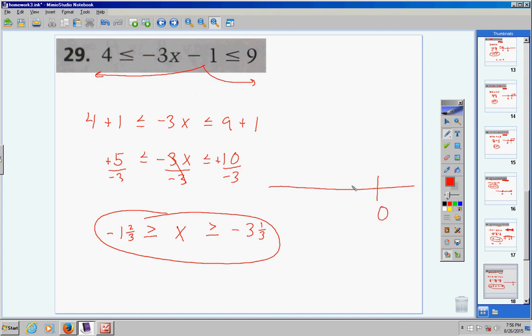Here's 0, negative 1 2/3. And we can spread these out a little bit to have a little room. We'll put negative 3 1/3 right here. Now, both of the inequalities have equal signs, so we're going to close the points. X is less than negative 1 2/3. Always read your inequality starting with the variable, okay? X is less than negative 1 2/3 going this way. X is greater than negative 3 1/3.